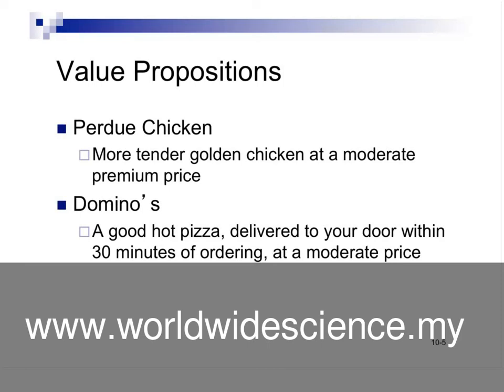You see all these different brands, they have a value proposition. Like Domino's, it's less than 30 minutes. They give you a free pizza if they're late. If the 30 minutes become 31 minutes, you get a free pizza for the next time. That's the way to do business. Or Purdue Chicken is tender at a moderate price, so they're not high-end products. What I'm saying is that these are samples of value propositions.